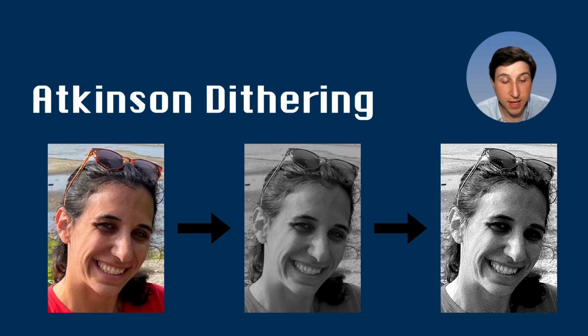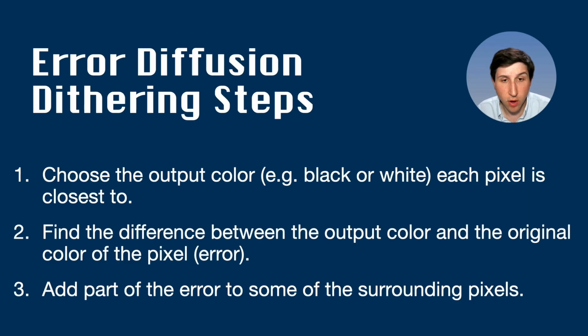Let's walk through step by step how we're getting this kind of smoothing where we can still see the contours of the different parts of the original image instead of seeing that harshness that we saw in threshold. So here are the steps of all error diffusion dithering algorithms, including Atkinson dithering.